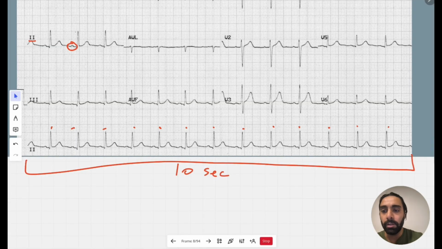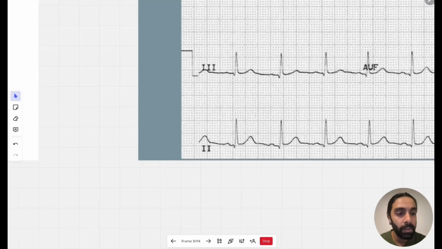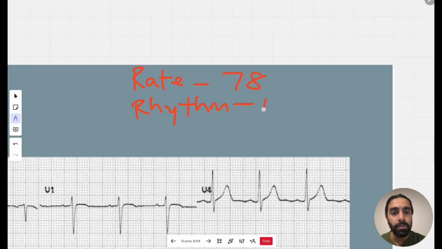Next, you should have a regular rhythm. That means that your R to R interval is spaced out regularly, and so you kind of guesstimate, but it looks pretty regular here. And there should always be a P before every QRS, which is here, and there should always be a QRS after every P. And that's just to rule out blocks. So the rhythm is normal sinus.